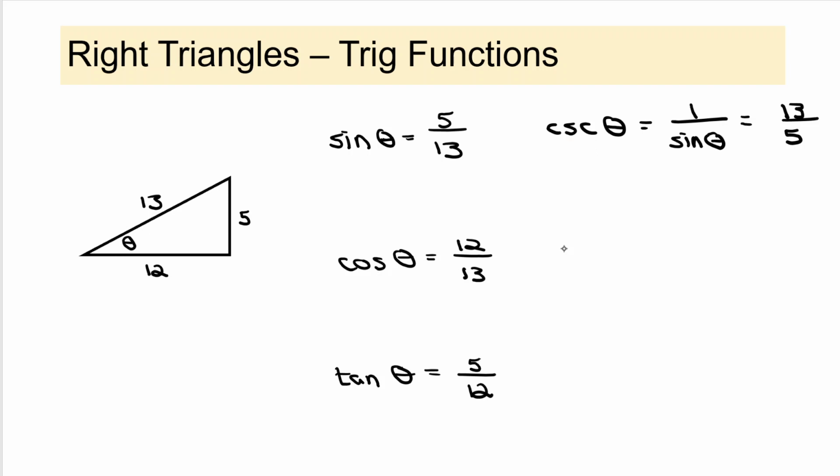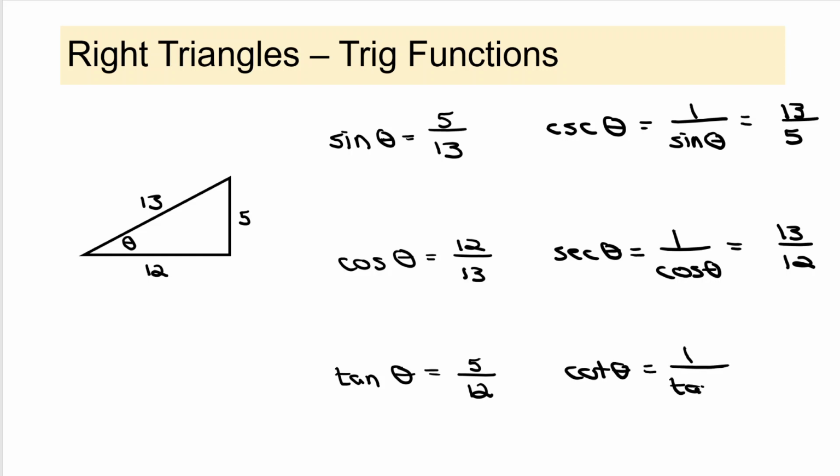All right, secant is the reciprocal of cosine. So secant theta equals 1 over cosine theta. Cosine theta was 12 over 13, so if I flip that, I get secant theta, 13 over 12. Tangent and cotangent are reciprocals. So if I want to find cotangent of theta, I think about the reciprocal of tangent. Tangent is 5 over 12, so its reciprocal is 12 over 5. So now we found all 6 trig functions for this particular right triangle.